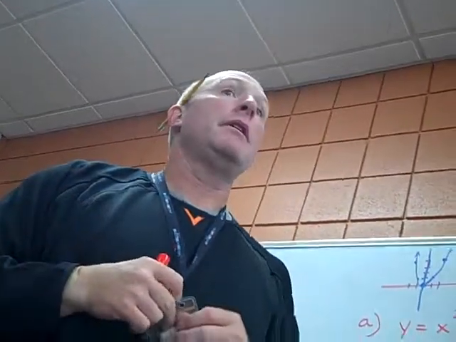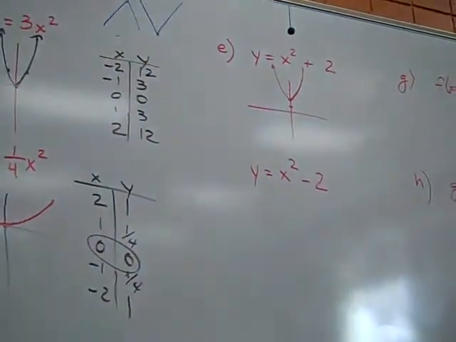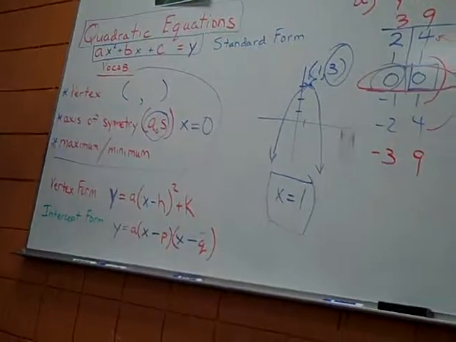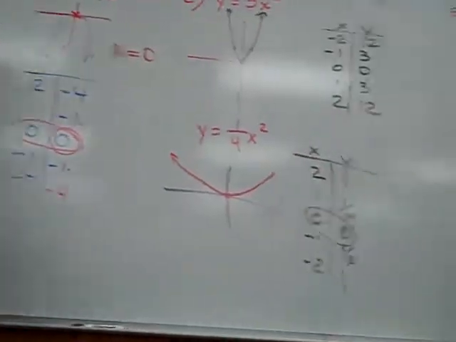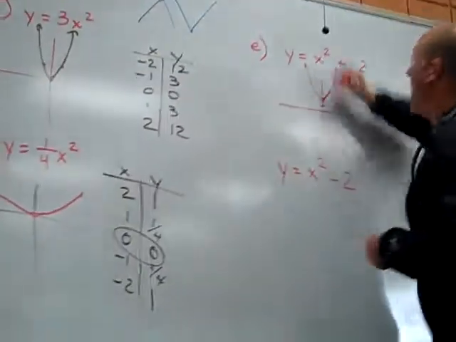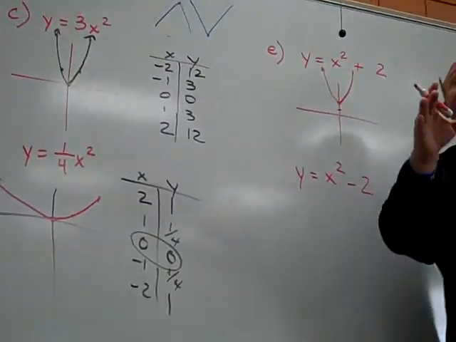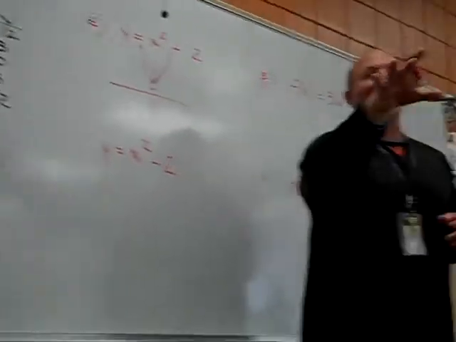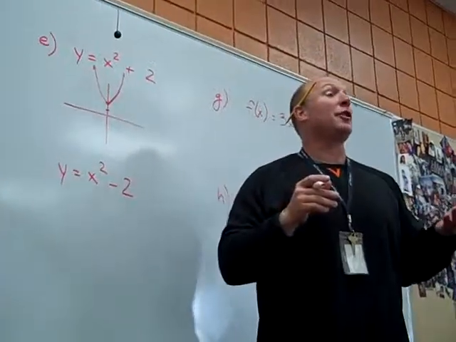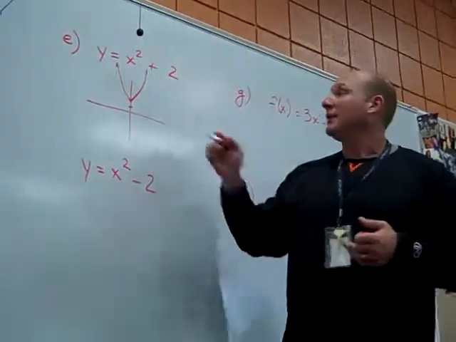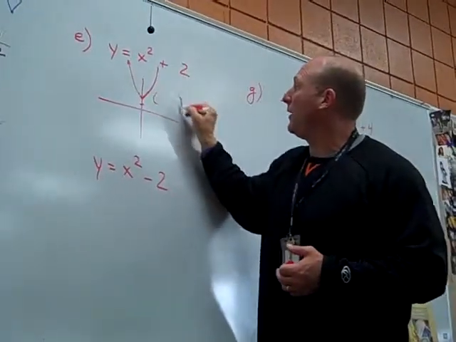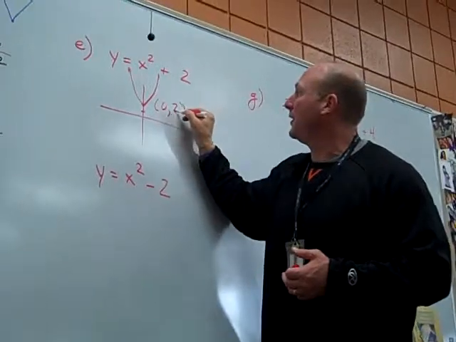Question, what's your axis of symmetry? 2. 2, 0. Come back to your terms over here. X equals 0. Axis of symmetry goes right through the middle. Vertical line. Now you'll be able to answer. What is your vertex? It's an ordered pair. 0, 2.